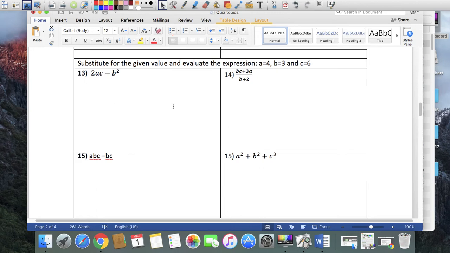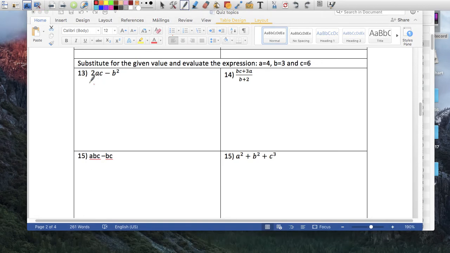Substitution. I don't want to do all of it. Well, let's do 13 and maybe 15. I'll do 2. So let's substitute first. Every time you see an A, you're going to replace it by 4. Every time you see a C, you replace it with 6. And every time you see a B, you replace it with 3. So let's do that first.